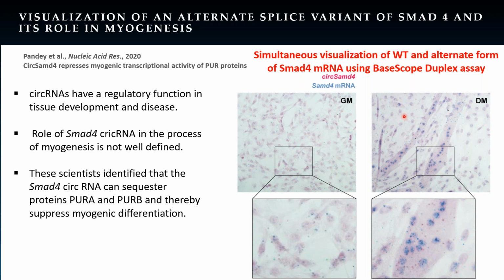And what they were able to show is that in the differentiating muscle cells, they saw an increased expression of the linear form of SMAD4 mRNA, showing that the alternate variant of SMAD4 did play a role in myogenesis. So by comparing the linear and circular form, they were able to shed some more light on the myogenic differentiation and the role of SMAD4 in it.